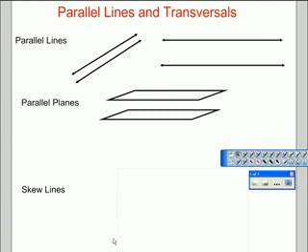Parallel lines and transversal lines. Parallel lines are two lines that will never intersect, no matter how long they are extended. Therefore, just as Shane says, parallel planes are two planes that will never intersect.